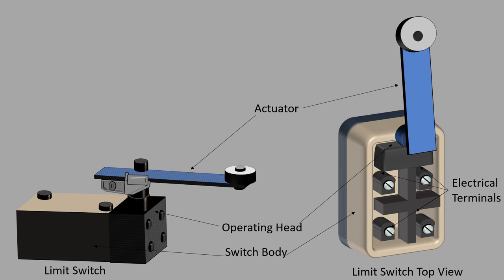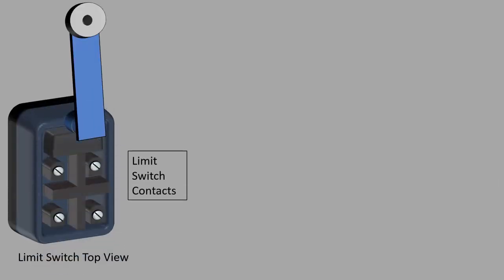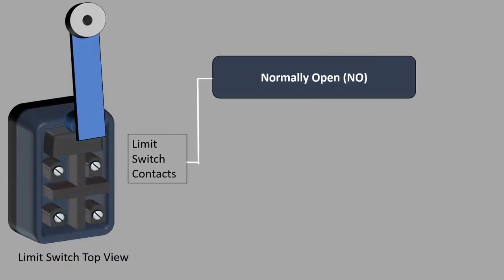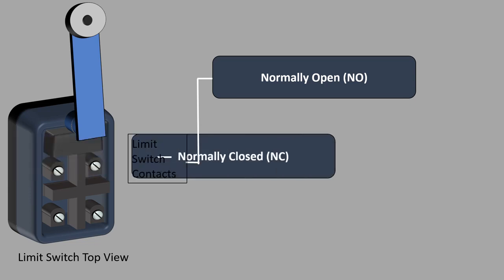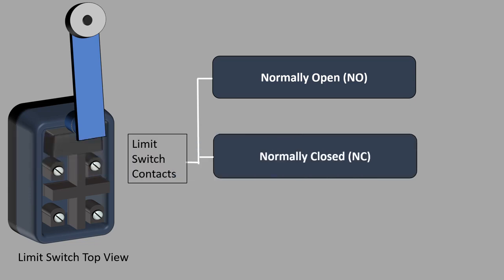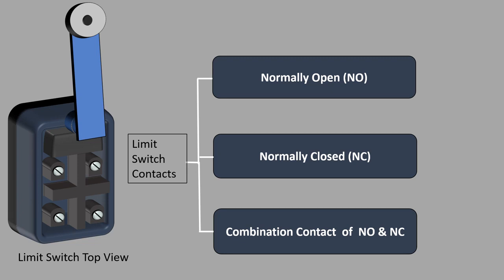The switch body contains the switch contact mechanism whose state is controlled by the actuator. The electrical terminals are connected to the switch contacts and enable wires to be connected to the switch through terminal screws. Limit switch contacts may be normally open, which is represented as NO, normally closed, which is represented as NC, or any combination of NO and NC contacts.